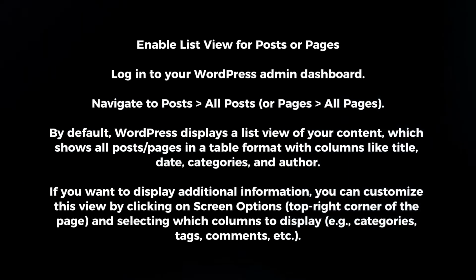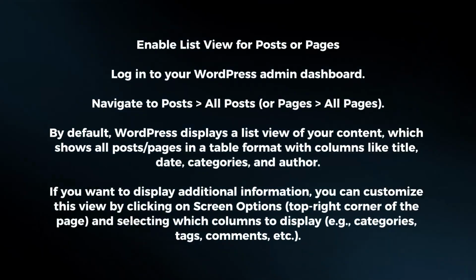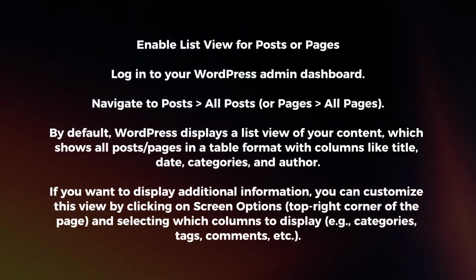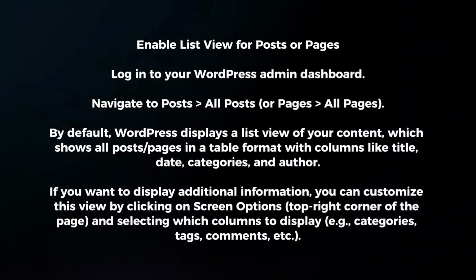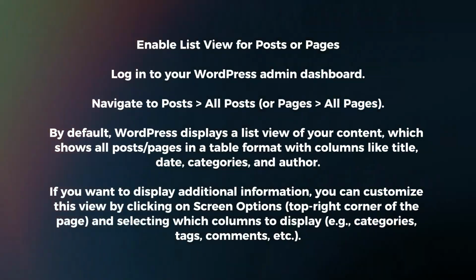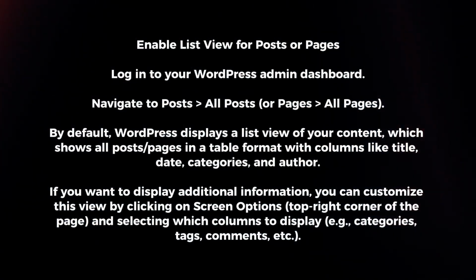Enable list view for posts or pages. Log into your WordPress admin dashboard. Navigate to Posts, All Posts. By default, WordPress displays a list of your content, which shows all posts or pages in a table format with columns like title, date, categories, and others.